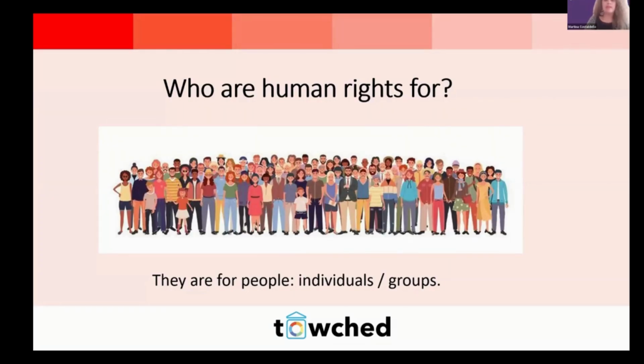It's also important to say that they are for groups because some rights have an individual nature, but some other rights, when we think about minorities or indigenous peoples, are also rights that can be enjoyed collectively by the entire group.